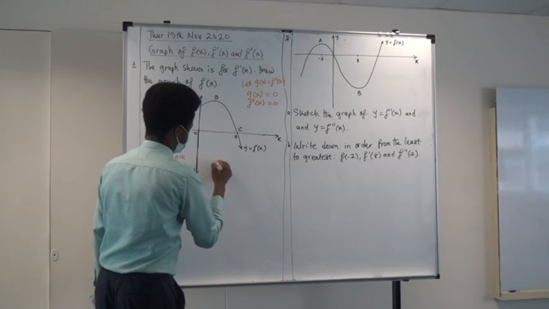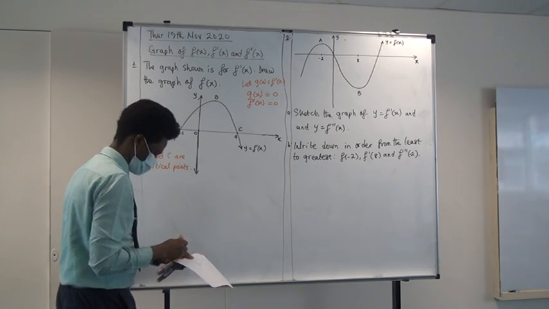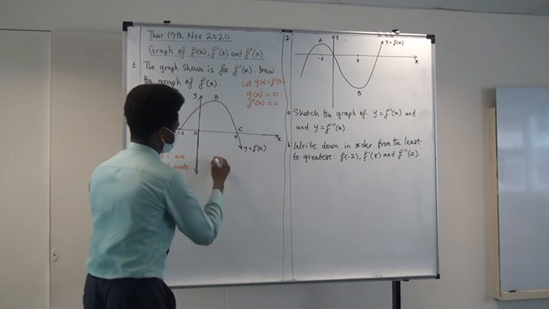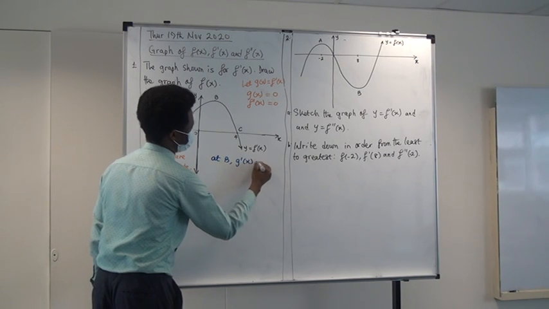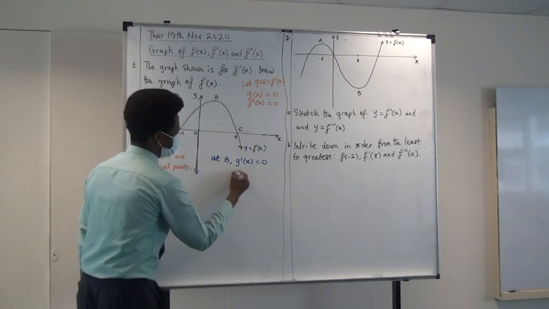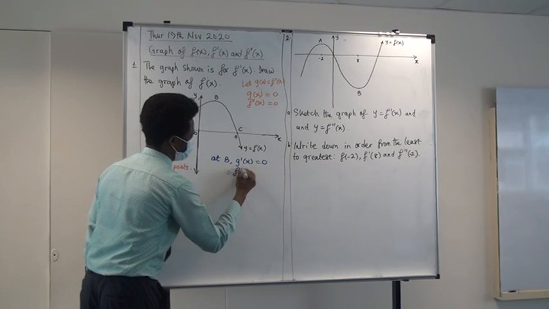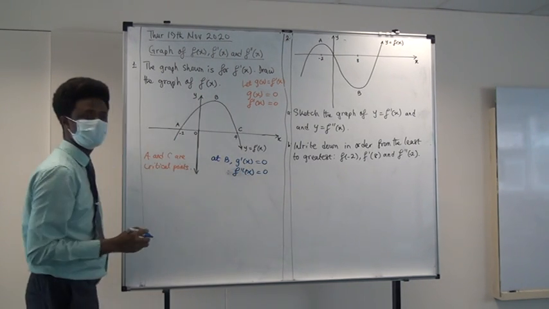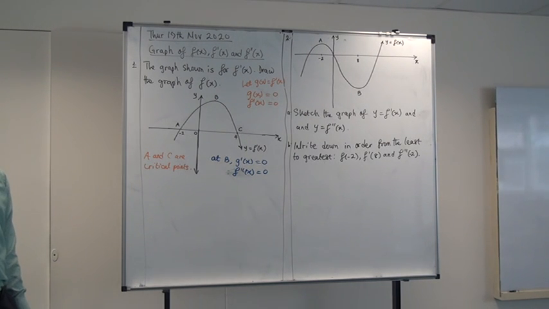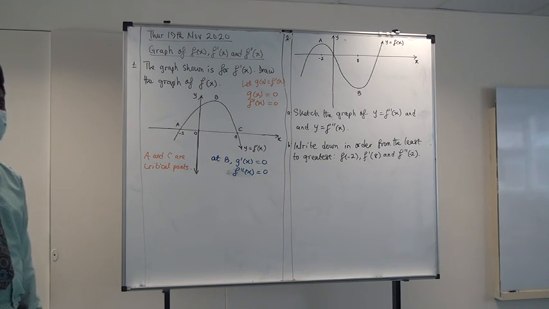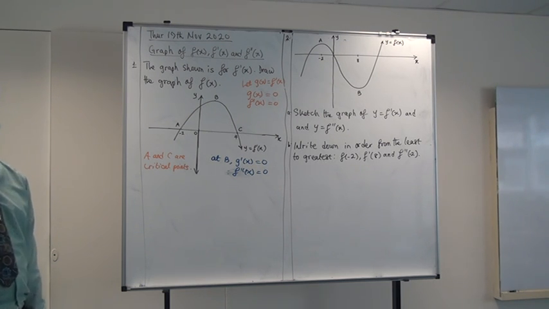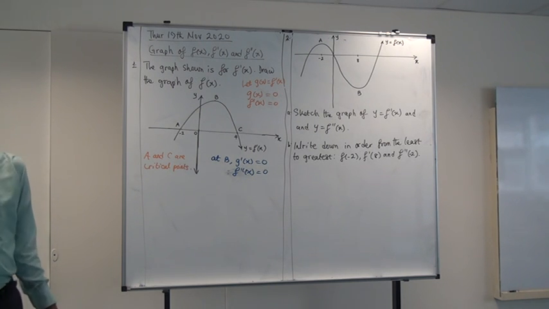Okay? At B, let's change the color so we don't mix all this argument together. At B, g prime of x is equal to 0, which means f double prime of x is equal to 0. And that means B is a stationary point. Oh, it's a point of inflection, sorry. Then B is a point of inflection. But we don't know if it is a stationary or non-stationary point of inflection. Yeah, I'm just saying that for now, okay?